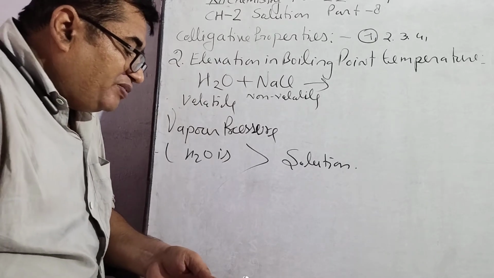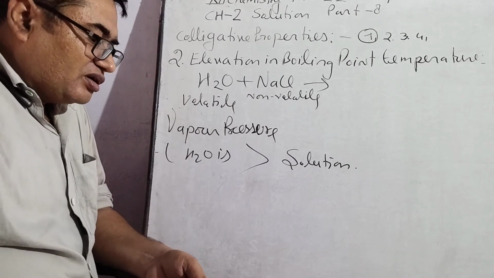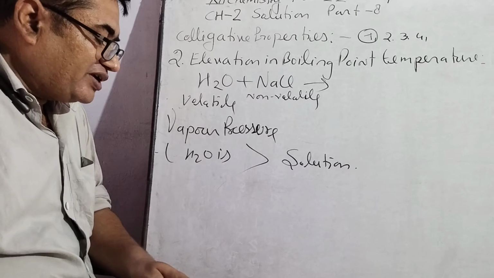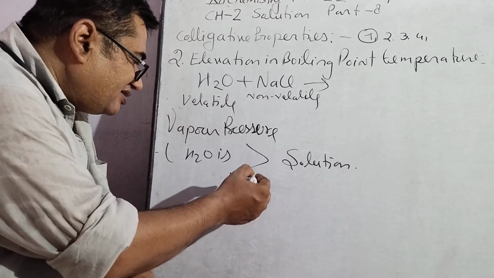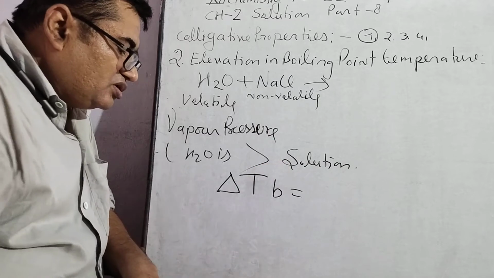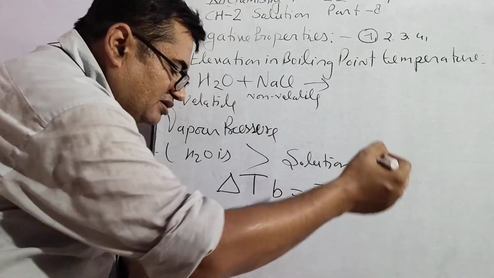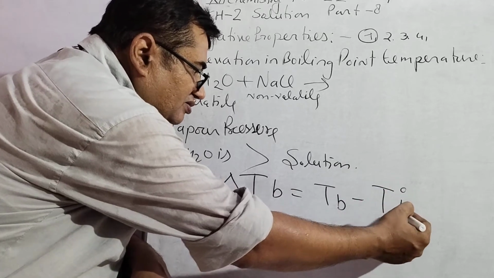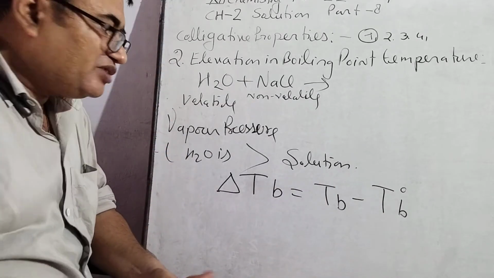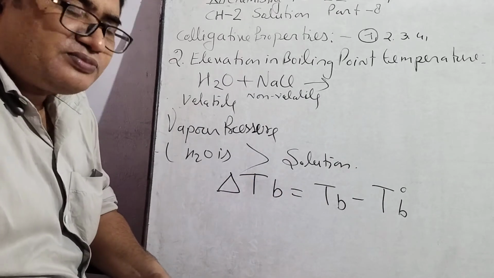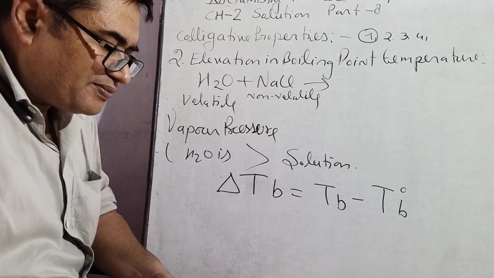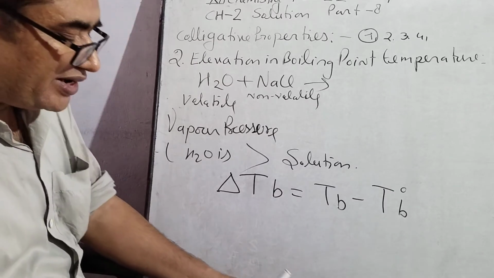So the difference between the boiling point of the solvent and the boiling point of the solution can be written like this: delta TB, the elevation in boiling point, equals TB minus TB naught. This TB naught is the boiling point of the pure solvent, while TB is the boiling point of a solution which contains pure water as well as some amount of non-volatile solid like sodium chloride.